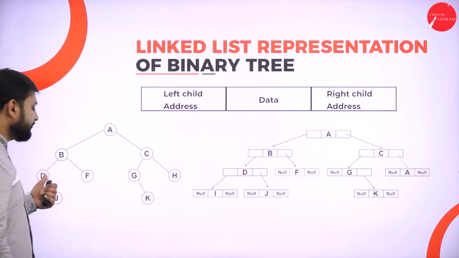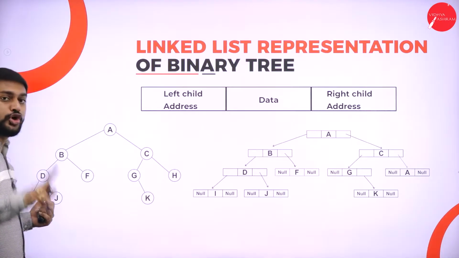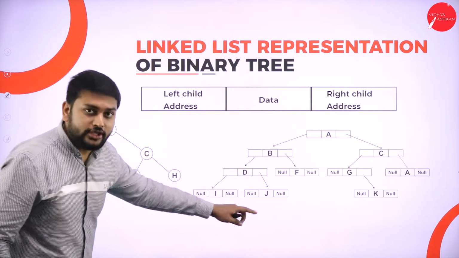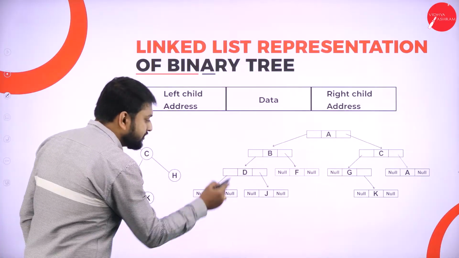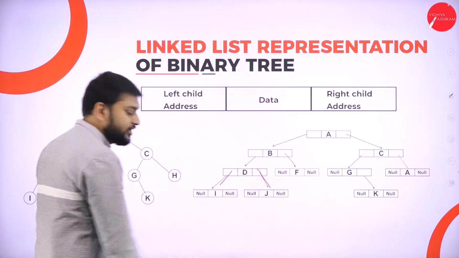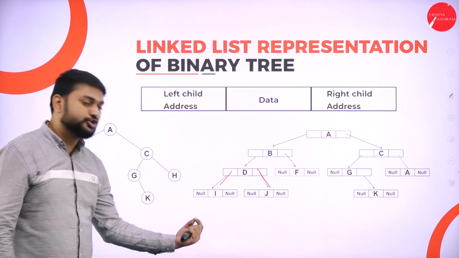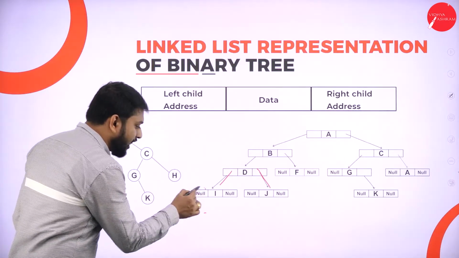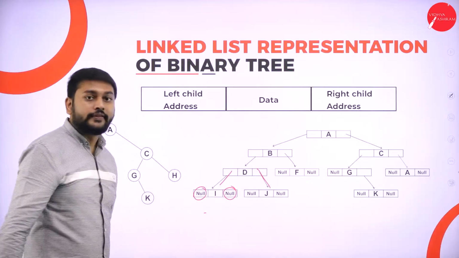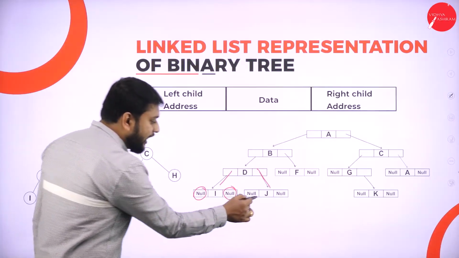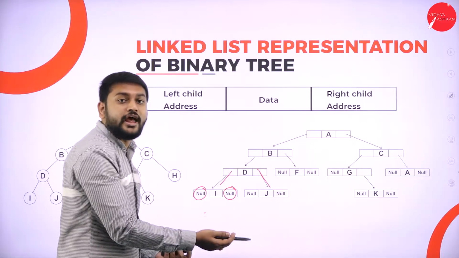After D, observe D has got two children, that is I and J. Let me write the address here, the left child address and the right side address. When it comes to I, I don't have any children for I. For that reason, here I will mention null. That's what you need to observe here. Same thing happens with J. J also does not have any children.